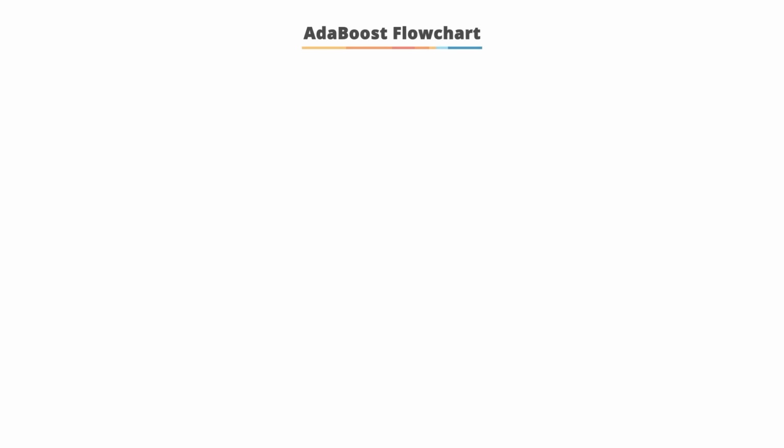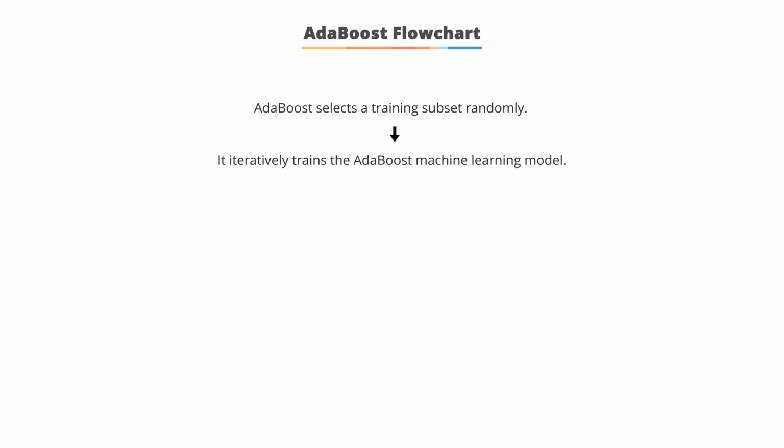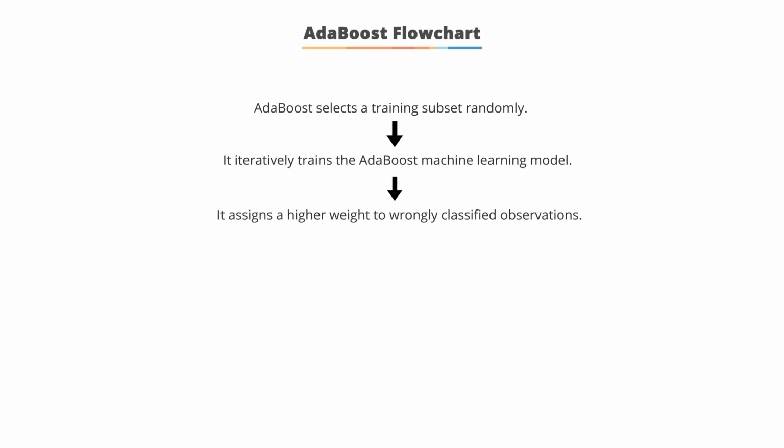Let's understand the flow of AdaBoost algorithm. It follows the following steps. 1. Initially, AdaBoost selects a training subset randomly. 2. It iteratively trains the AdaBoost machine learning model by selecting the training set based on the accurate prediction of the last training. 3. It assigns the higher weight to wrongly classified observations so that in the next iteration, these observations will get a high probability for classification.